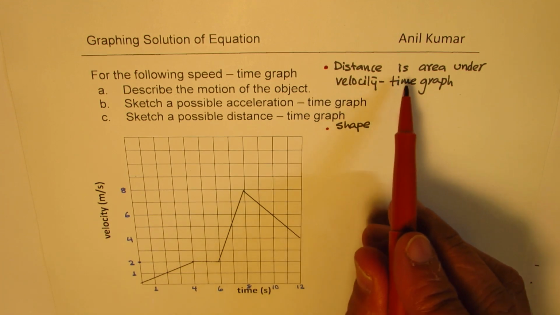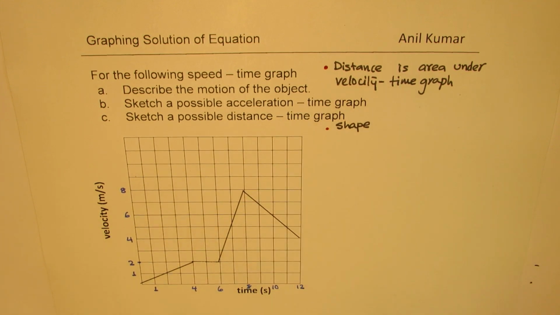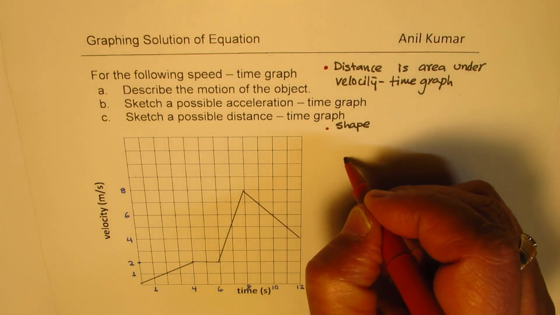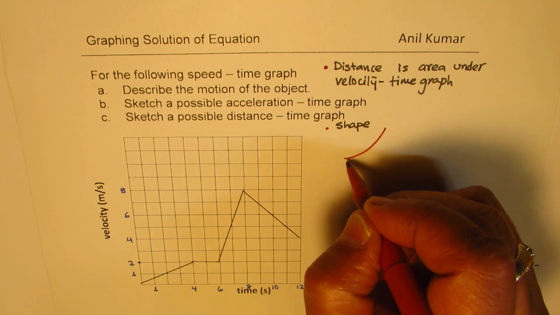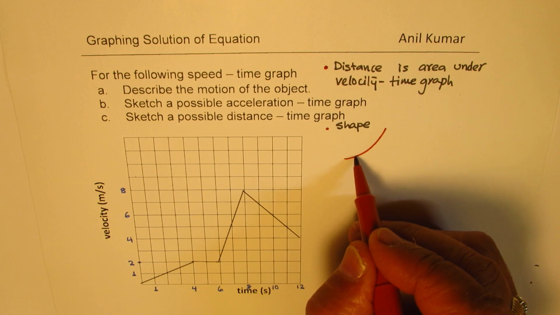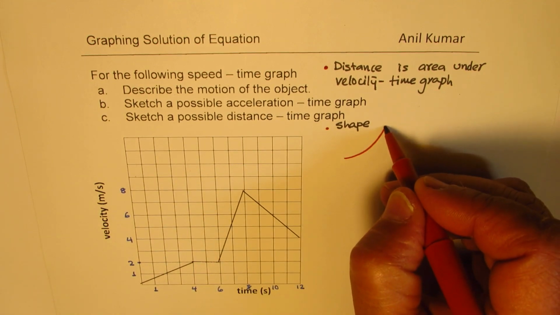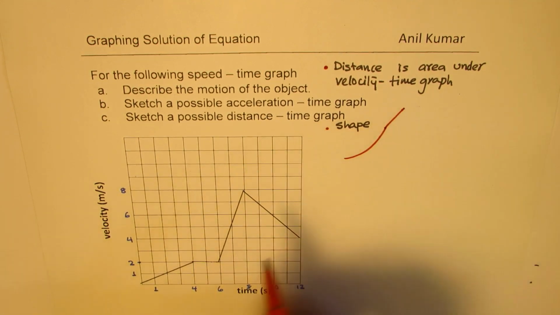Now, if the velocity is increasing, in that case, the distance time graph will be kind of like this, right? So that means distance is increasing fast. In this particular case, we see that the velocity is increasing at a constant rate. So distance will be kind of like this. Now in the next section, the velocity is constant. So distance is increasing at a constant rate. So then it will be a straight line, right?